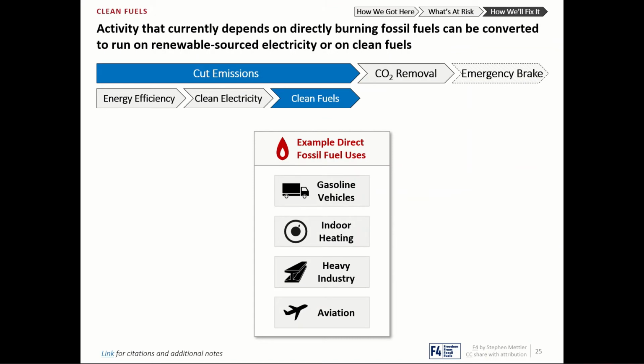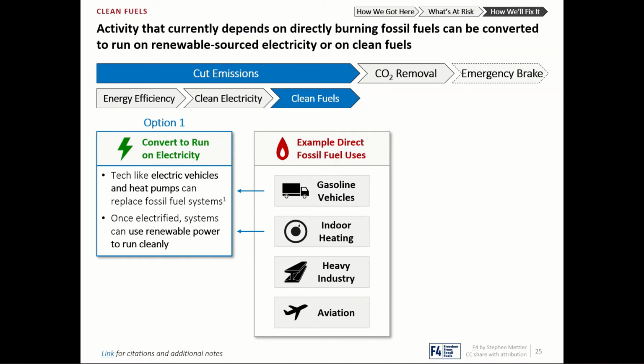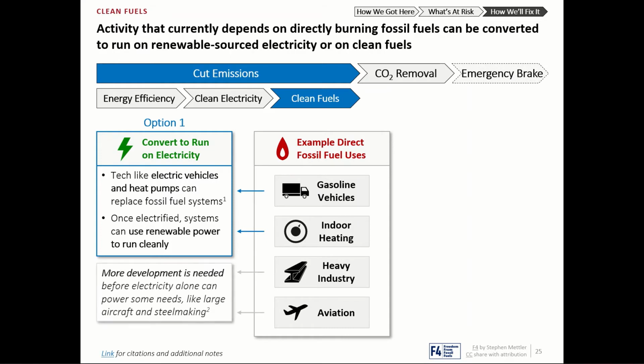Then over to clean fuels. So example direct fossil fuel uses are gasoline used in vehicles, natural gas burned in boilers for indoor heating. Ways to decarbonize these: option one is to convert them to run on electricity. So this is an option for some of these, and if that electricity is renewable, those activities become clean. Now, this is not an option right now for things like heavy industry, for instance, steel making or aviation, for many reasons. Electricity and renewables cannot effectively serve those entire markets just yet, though technology is improving towards that.